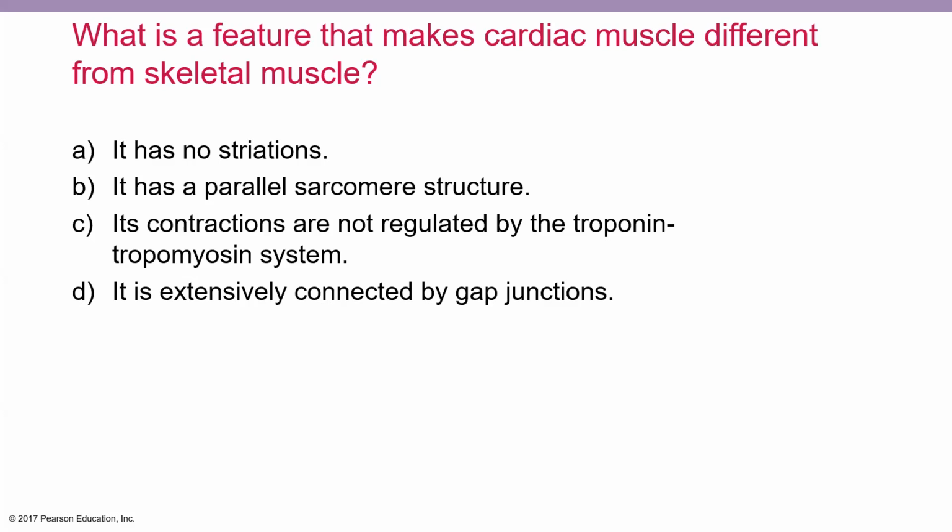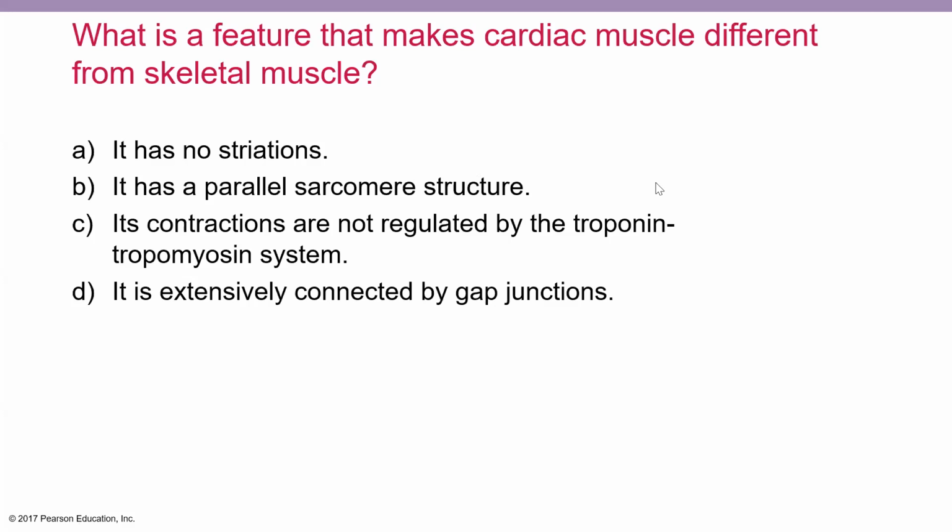So A, it has no striation. That's incorrect. They both have sarcomeres. They both have striations. B is also incorrect, right? They both have sarcomeres that are parallel. C, its contractions are not regulated by the troponin-tropomyosin system. Both cardiac and skeletal muscle have the troponin and tropomyosin system.